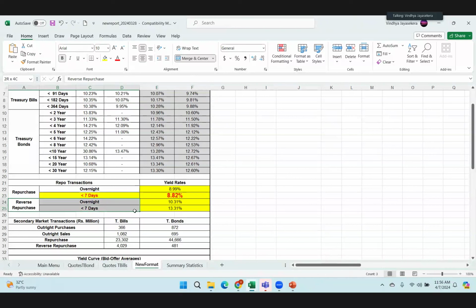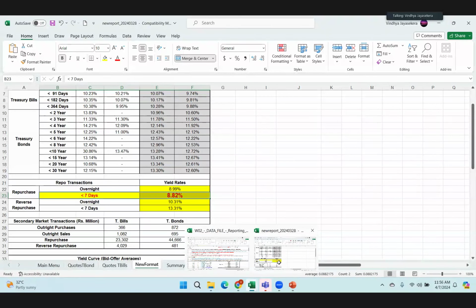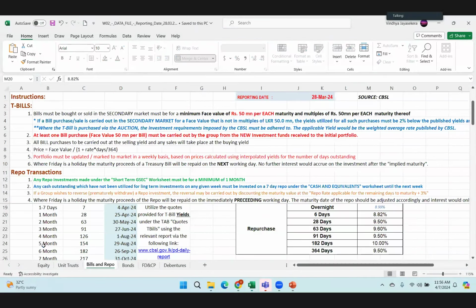You don't use the reverse repo rate. And anyway, we are not using the overnight rate because you're assuming that your money is going to be put into a repo for 7 days, invested for 7 days until you need to utilize the money again. So that rate you have to use from the report itself, okay? That is one thing.